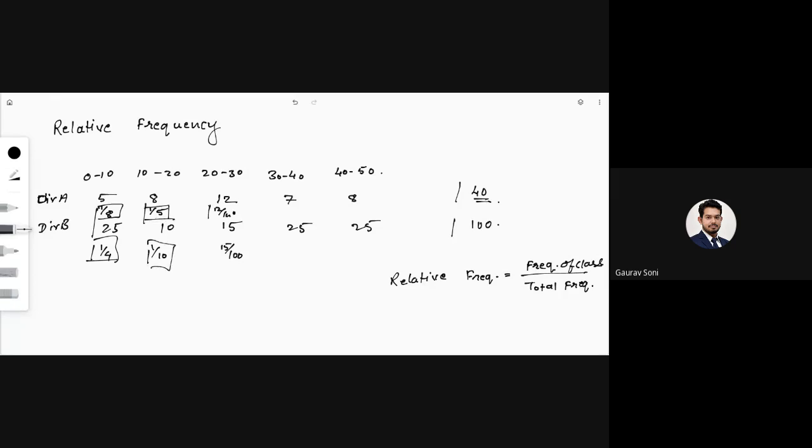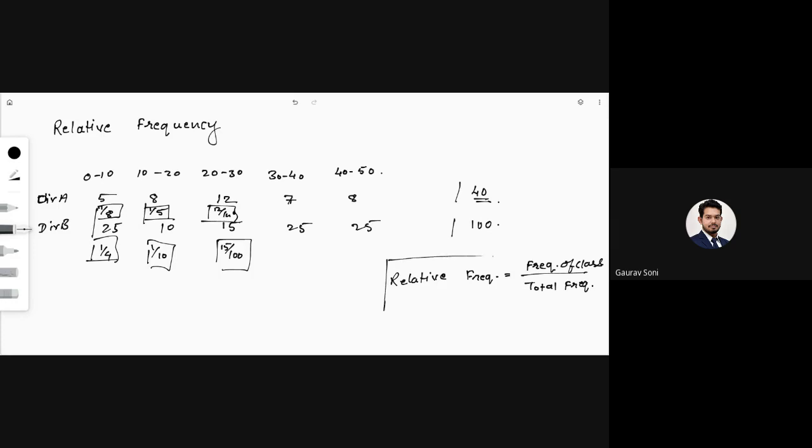So now I can compare these two numbers. I can find the less than cumulative frequency, more than cumulative frequency, and I can do all the things. Whenever there is a comparison, two different frequency distributions may not have the same total frequency. Hence, for the purpose of comparison and interpretation, it is better to express the frequency of a class in terms of a proportion. That's all the relative frequency is.